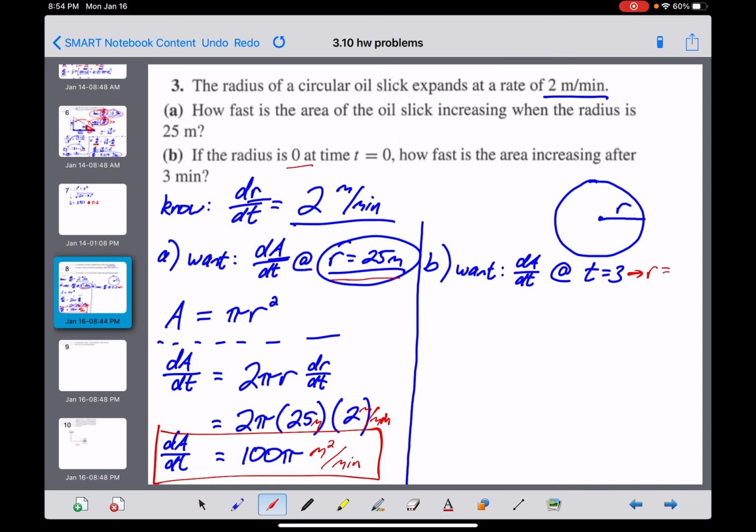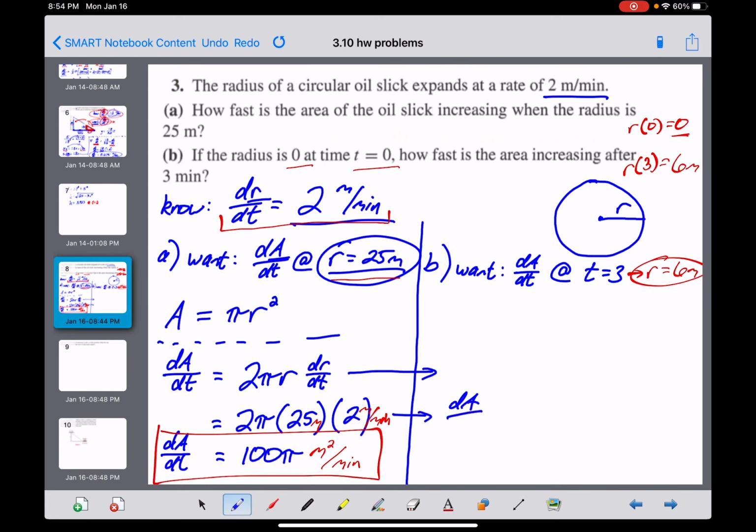Well, if the radius is 0 at t equals 0, so radius at 0 is equal to 0, we want to know where are we in 3 minutes, r of 3. Well, they've told us right here that the radius is increasing at a rate of 2 meters per minute. And since we're starting from 0, that's going to be 3 minutes at 2 meters per minute. So our radius then is going to be 6 meters at this time right over here. So now really this becomes the same problem we just did, guys. In fact, I can just jump back to this level right here.